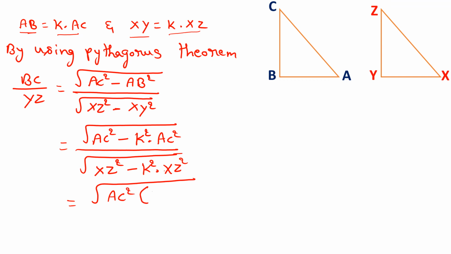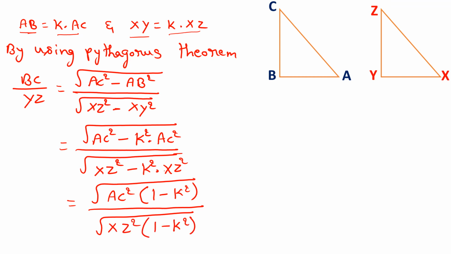So that's why in the bracket, 1 minus k square remains. By the root of that, xz square is common, remaining is 1 minus k square. So we cancel the root of 1 minus k square and 1 minus k square. Square and root are cancelled, so remaining is AC by xz.